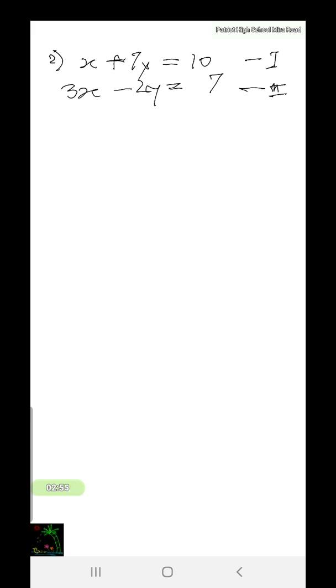Example 2. x plus 7y is equal to 10, equation 1. 3x minus 2y is equal to 7, equation 2. Multiplying equation 1 by 3, we have 3x plus 21y is equal to 10 times 3, which is 30. This is equation 3.